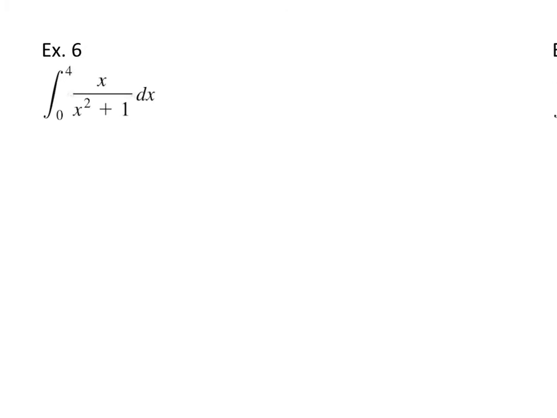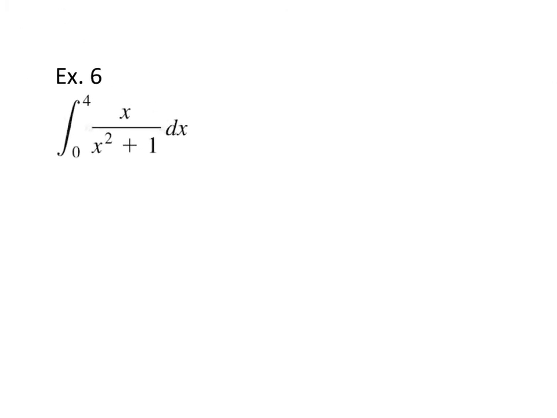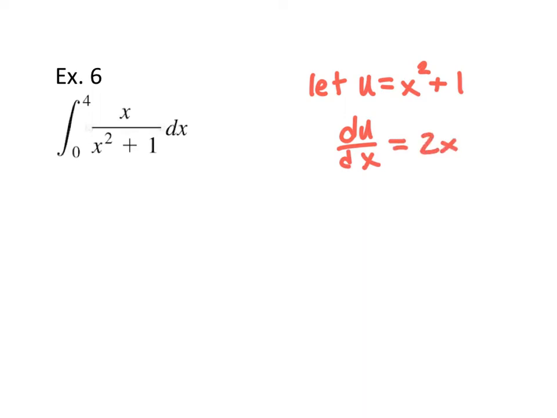So I'm going to let u equal x squared plus 1. I'm going to go ahead and find du dx as well while I'm over here, and I'm going to write that as 2x. Then I'm going to move my dx over to both sides, so I get rid of that. So du is equal to 2x dx.